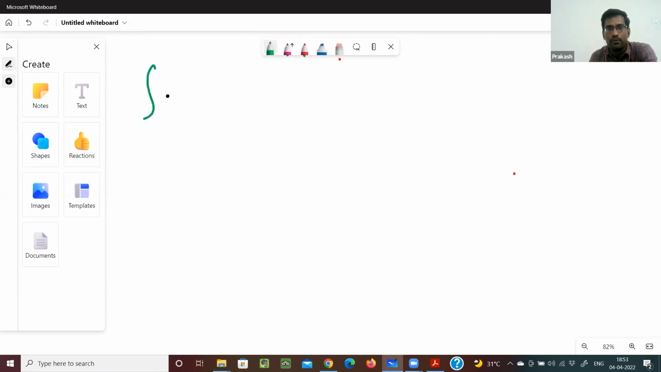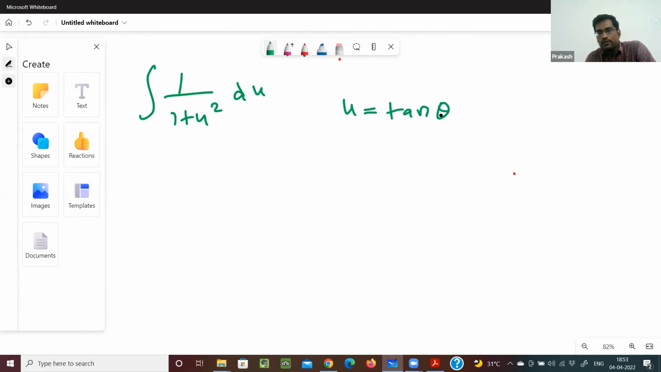For example, this is one familiar example, integral of du by 1 plus u square. We need to evaluate this integral, but we don't know how to evaluate it directly. So here you can take u equal to tan theta. So du by d theta equal to secant square theta. Just you need to substitute here.